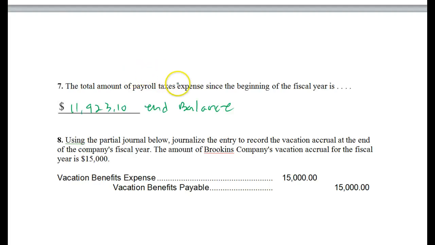Number 7, the total amount of payroll tax expense since the beginning of the fiscal year. Again, this is just the ending balance as of 6/30. 8, using the partial journal below, journalize the entry to record the vacation accrual at the end of the company's fiscal year. And it just basically tells you it's $15,000. So really all they're wanting to know is, do you know what accounts to debit and credit? And it's vacation benefits expense and vacation benefits payable.